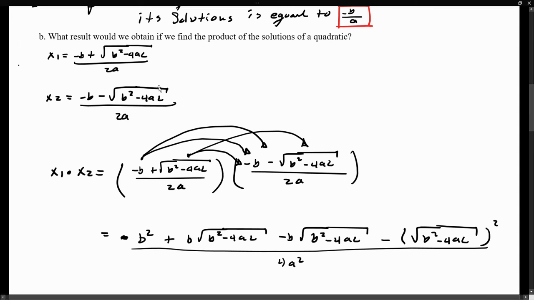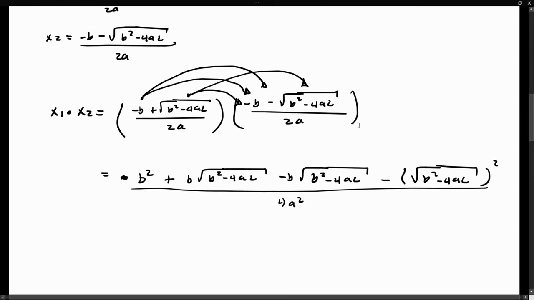Now, that doesn't look nice, but notice that some things are going to happen with this. These two terms are going to cancel out because we have a plus b times the square root of b squared minus 4ac, and a minus b times the square root of b squared minus 4ac. So that's going to cancel out, which is good. In addition to that, notice that the second exponent is also going to cancel out with the square root.